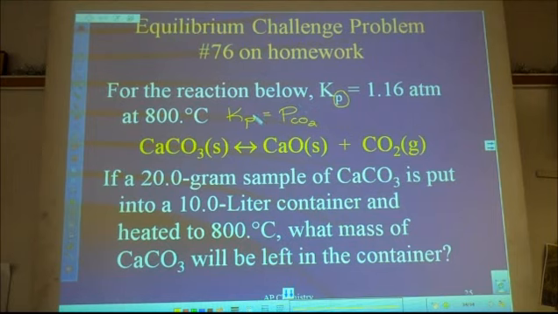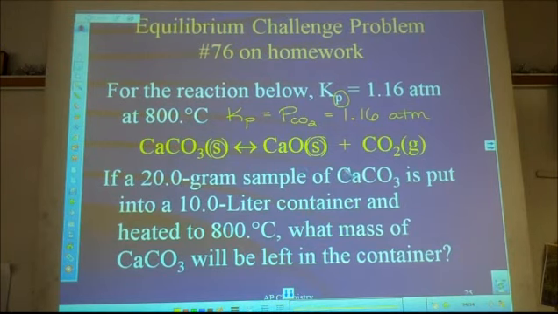Why is the expression so short? They're solids. Okay. And they gave us a number. So, ladies and gentlemen, since the Kp expression is just the partial pressure of one gas, that number is the pressure of that gas. Okay? Alright, now let's look at the rest of the problem.